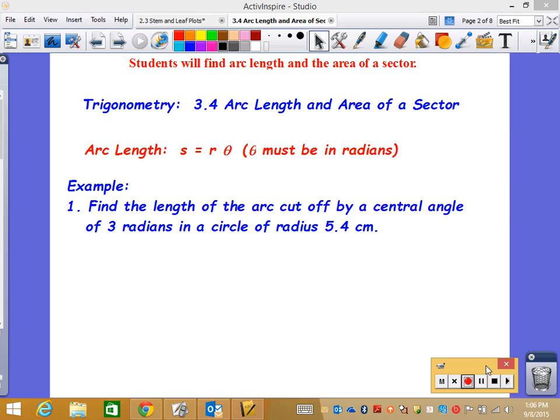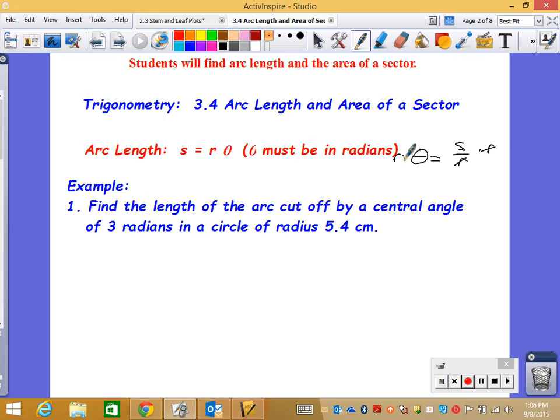Alright, today we're talking about 3.4, which is arc length and area of a sector. So we're going to come back to this formula, S equals R times theta. Now we get that from the formula we talked about last lecture that said that theta equals S over R, where theta was measured in radians, S was the length of the sector, and R was the radius of the circle. So we just rearrange that by multiplying both sides by R. My R's cancel, and I'm left with S equals R times theta. And the important thing is theta has to be in radians.